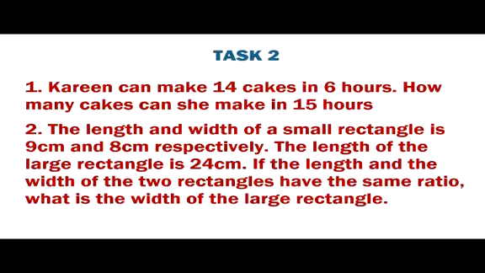Second question. The length and width of a small rectangle is 9 centimeters and 8 centimeters respectively. That's the length and the width. The length of the large rectangle is 24 meters. If the length and width of the two rectangles have the same ratio, what is the width of the large rectangle? That's the second question.